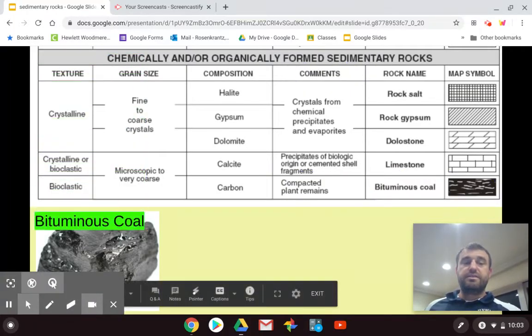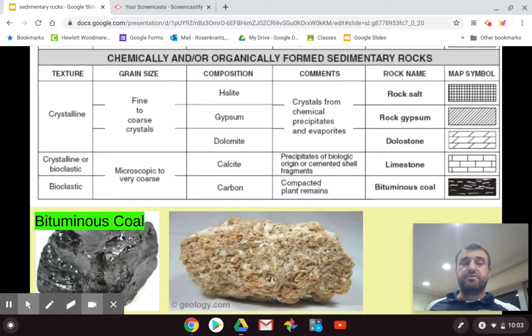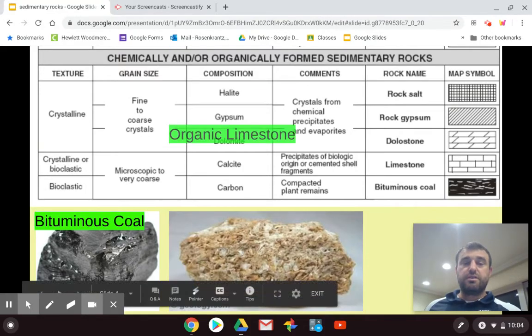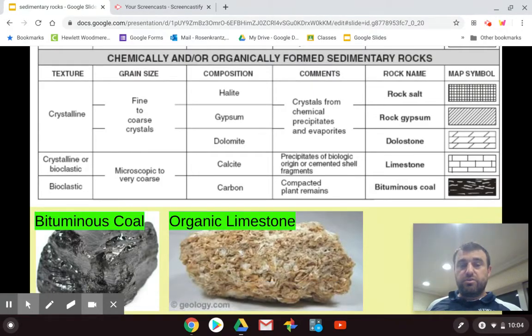All right, this next rock, which kind of looks like a granola bar, is really thousands of seashells compressed or compacted together. All right, and this is organic limestone, or a type of limestone called coquina.